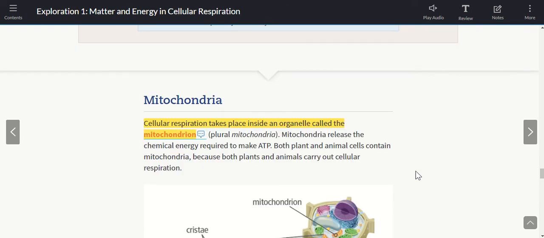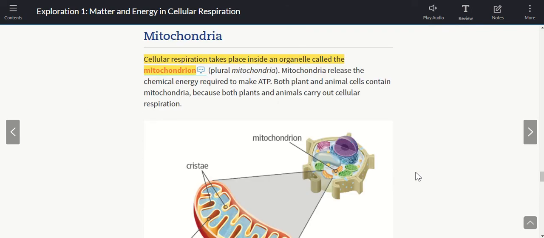Okay, let's talk about where cellular respiration takes place. Respiration takes place inside of an organelle called the mitochondria. Now, we talked about mitochondria when we talked about the parts of a cell. Mitochondria produces energy. They do it by performing this reaction. Now, both plant and animal cells contain mitochondria. That's an important piece. Some people think that just because plants can do photosynthesis that they don't need respiration to take place, and that's not true.